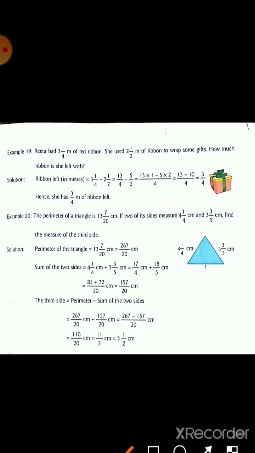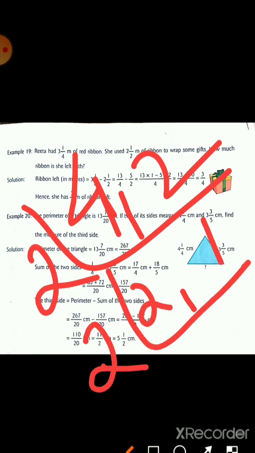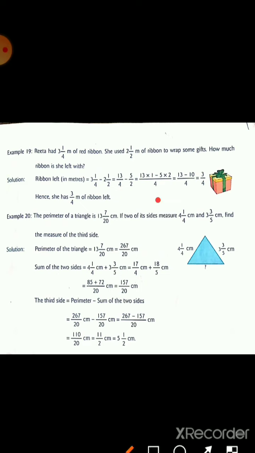These two are unlike fractions because these two fractions have different denominators. One is 4, another one is 2. So the next step, we have to find the LCM of 4 and 2. We can see 4 and 2 are multiples of 2, so we can divide by it. 2 2s are 4, 2 1s are 2. 2 is left, so we can divide it by 2. So 2 1s are 2, 1 remains 1. So 2 into 2 is equal to 4. So the LCM becomes 4.